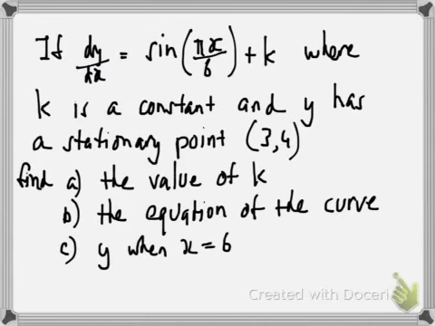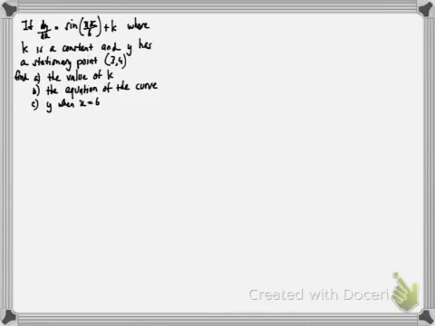Right, this is quite a difficult question, this one. Once again, exam standard. dy/dx equals sin(πx/6) plus k, where k is a constant, so a number, and y has a stationary point (3, 4). Find the value of k, find the equation of the curve, and find y when x equals 6. So let's start off by finding k.